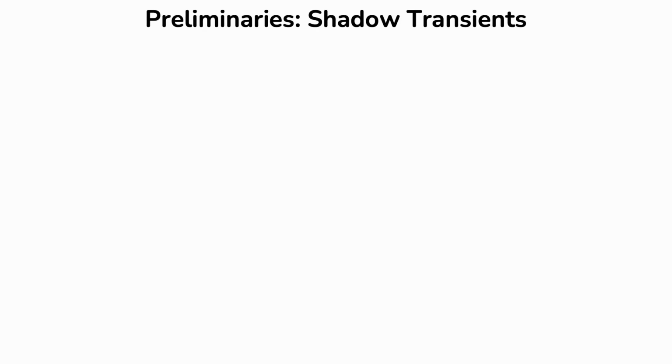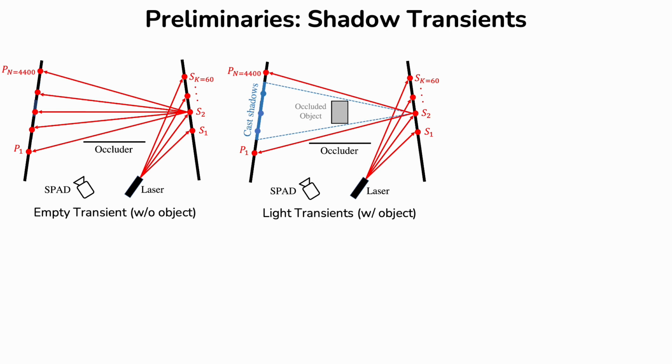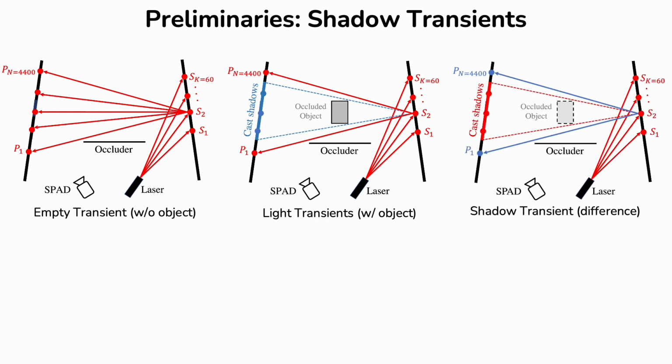We introduce some notation to describe the forward model. Without loss of generality, assume we illuminate the right wall and image the left wall. If no hidden object is present, what we would measure is referred to as the empty transient. If an object is present, this would be referred to as the light transient. The difference between these two is the shadow transient.